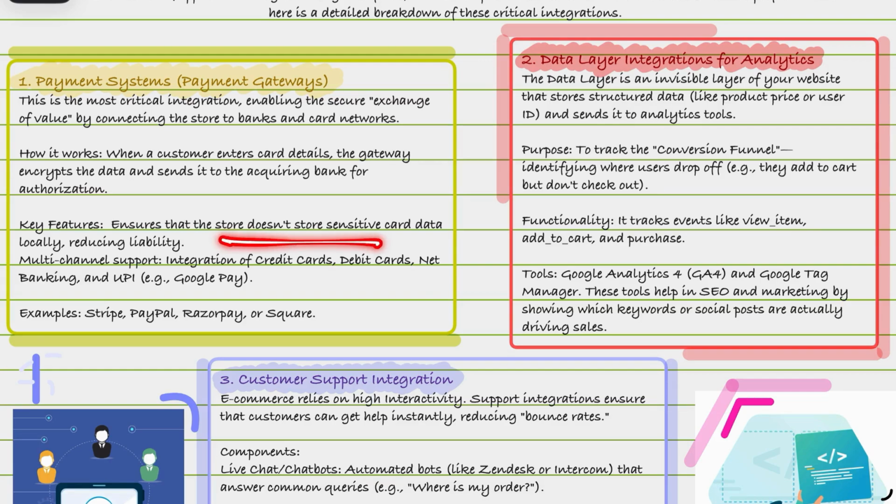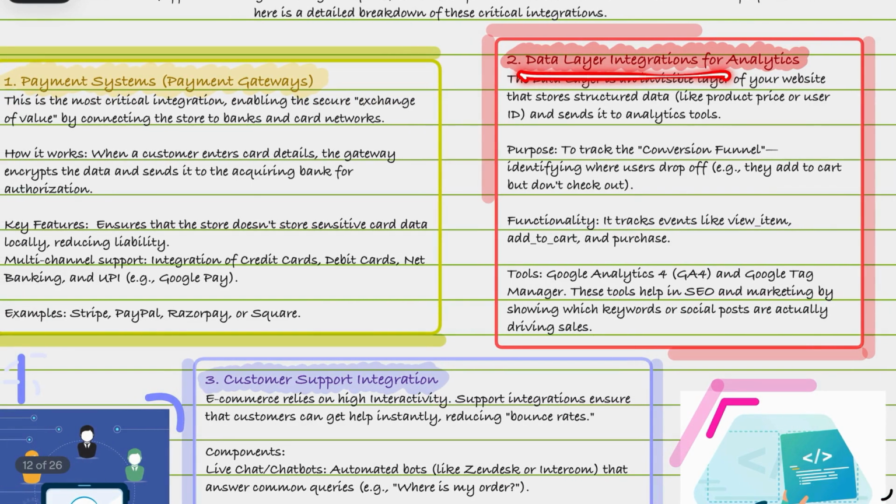That is why we have integrated payment gateways. It ensures that the store doesn't store the sensitive data, and it is integrated for multiple channel support. Examples of payment gateway integration are Stripe, PayPal, Razorpay. You might have heard of them very commonly. So next is data layer integration.